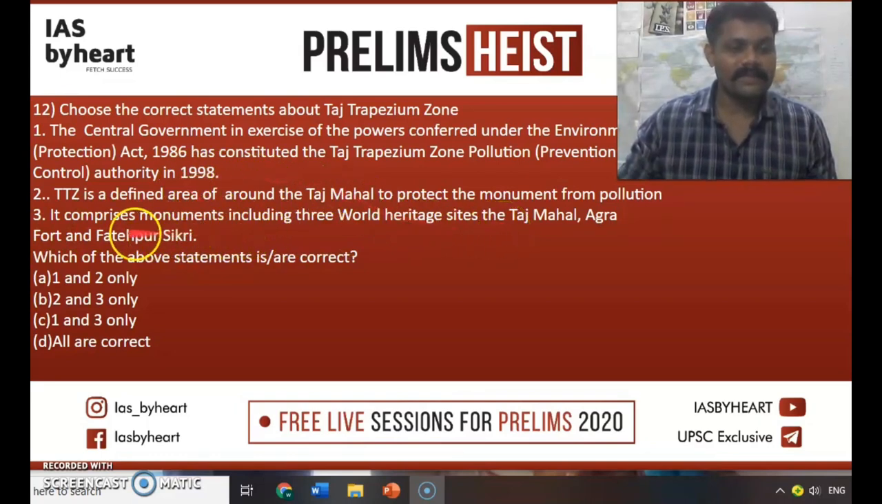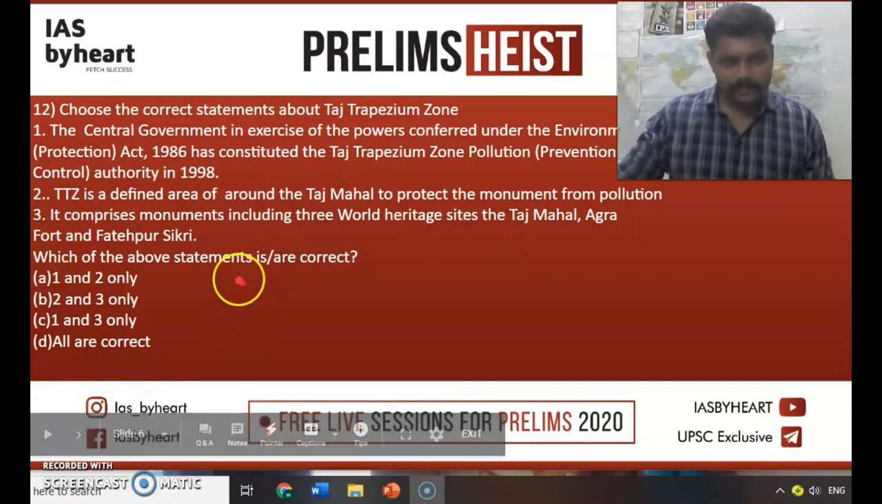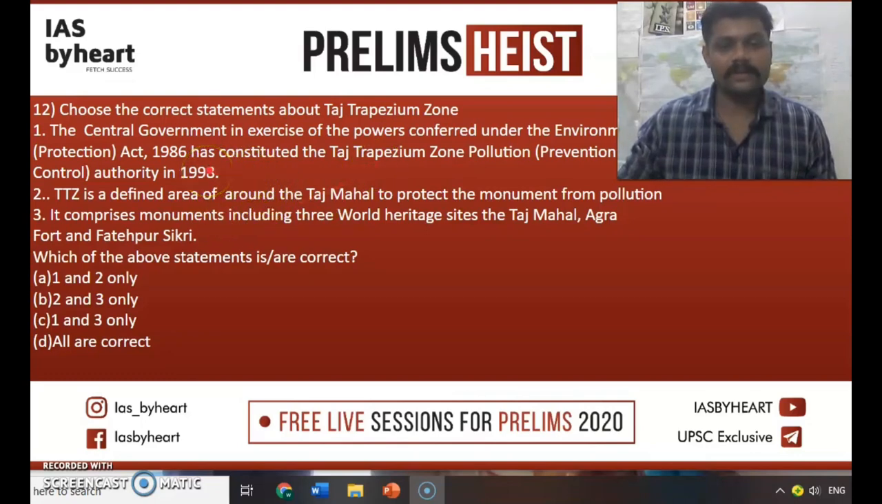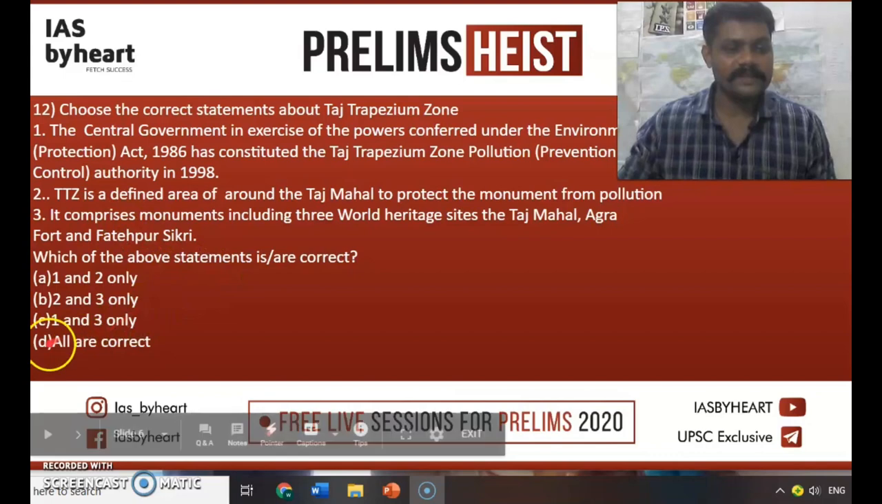Here, which of the above statements is correct? This TTEZ was created on the basis of the Environment Protection Act. This is a right statement. And the second one, TTEZ is a defined area around Taj Mahal to protect the monument from pollution. This is also a right statement. This is a defined area of around 10,000 square kilometer. It comprises three World Heritage Sites, namely Taj Mahal, Agra Fort and Fatehpur Sikri. So all three statements are right. So our option is D.